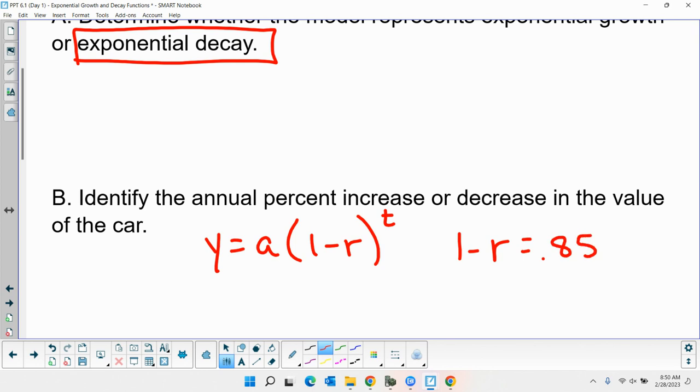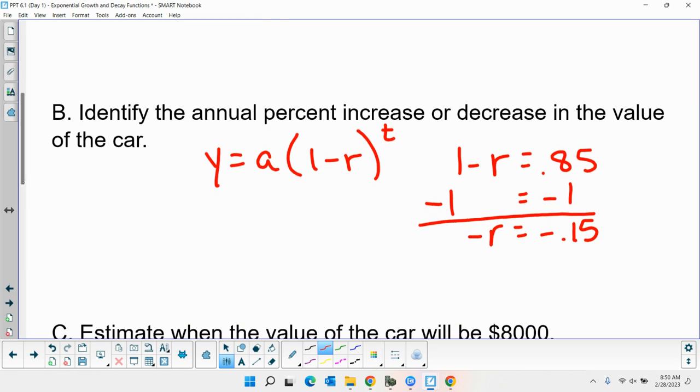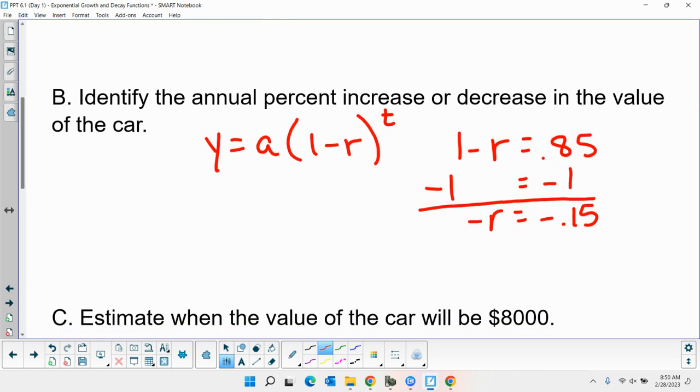So what do I do to solve for r? What's the first step to get r by itself? Yeah, we want to get this 1 over here, right? We want to subtract 1. So I get negative r equals, what's 0.85 minus 1? Negative 0.15. So what do I got to do to get what r is? Divide by -1, don't I? You guys with me? You guys awake today?